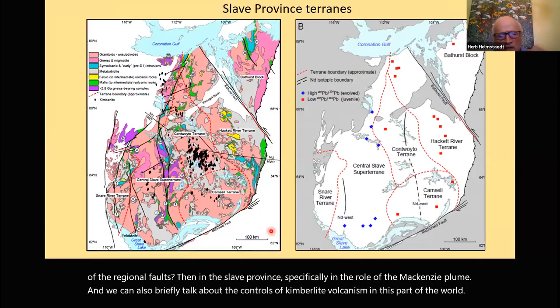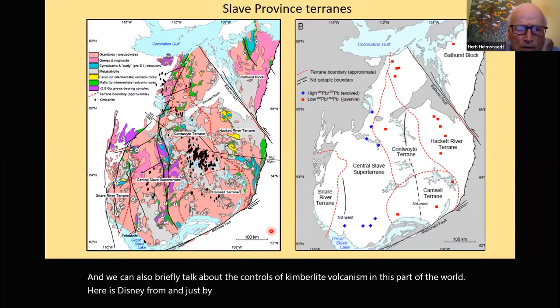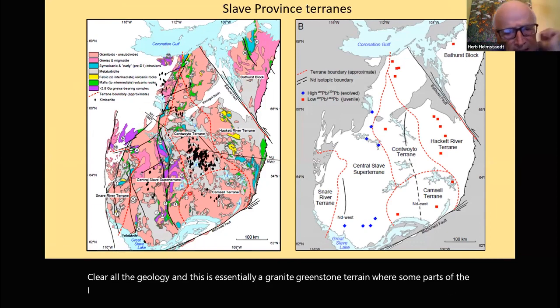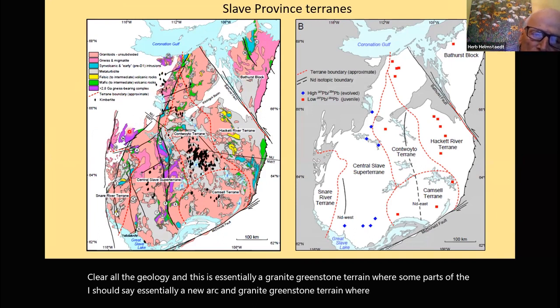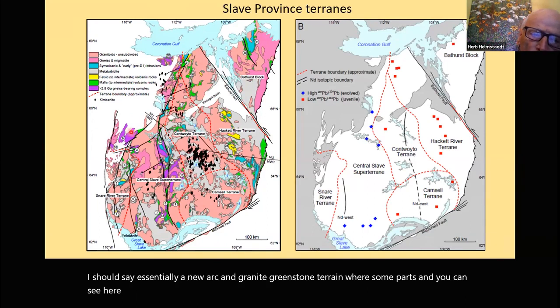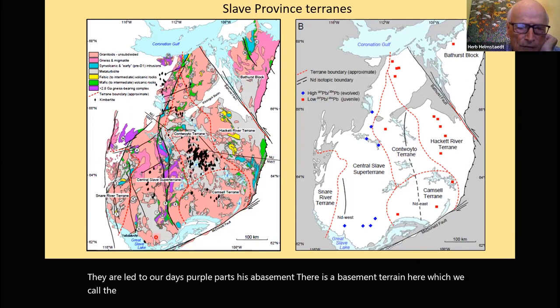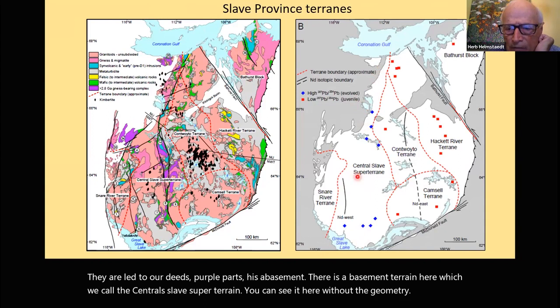Here is the Slave Province just by itself. You can see here all the geology. This is essentially a Neo-Archean granite-greenstone terrain where some parts, and you can see here these violet or purple parts, have a basement. There's a basement terrain here, which we call the Central Slave Superterrane. You can see it here without the geology in this right diagram.